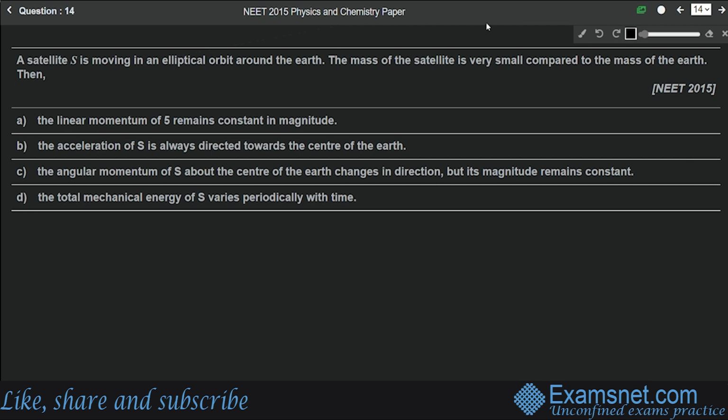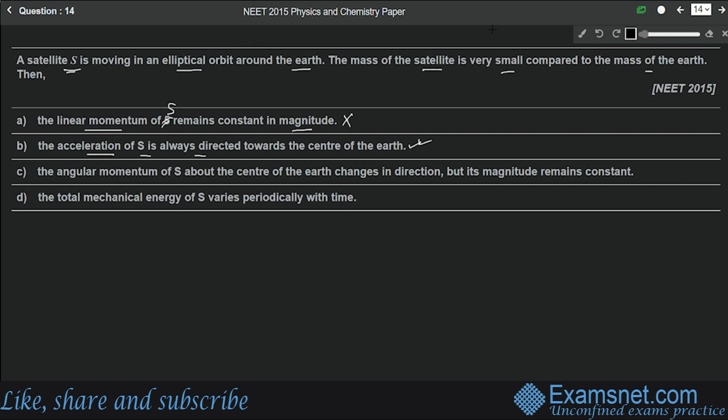Question number 14 is again from gravitation, and the question is, a satellite S is moving in an elliptical orbit around the Earth. The mass of the satellite is very small compared to the mass of the Earth. Then the first statement says the linear momentum of S remains constant in magnitude. So this is incorrect because the linear momentum will change due to the change in the velocity. Then the second statement says the acceleration of S is always directed towards the center of the Earth. Yes, this is correct because the gravitational force on the satellite due to the Earth always acts towards the center of the Earth. Therefore, the acceleration will always be directed towards the center of the Earth.